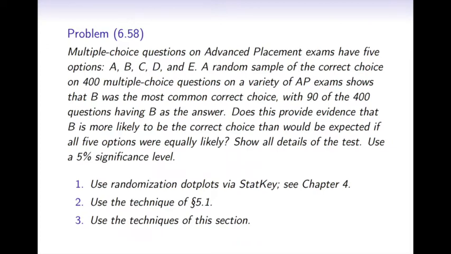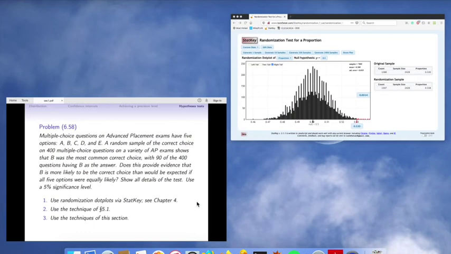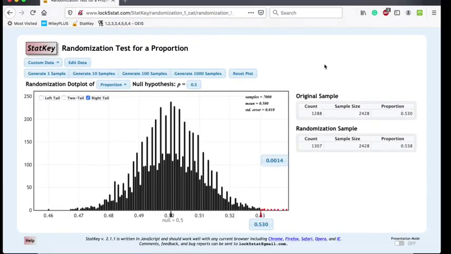So the first thing we're going to want to do, we're going to do this through all three methods. Chapter 4, Chapter 5, and Chapter 6 each have their own method. We're going to do this using StatKey and using a randomization dot plot, and we're going to just do this purely by counting dots and weighing the evidence just by counting dots, and then we'll show how to slowly emancipate ourselves from the randomization dot plot. So let's take a run at this through this method.